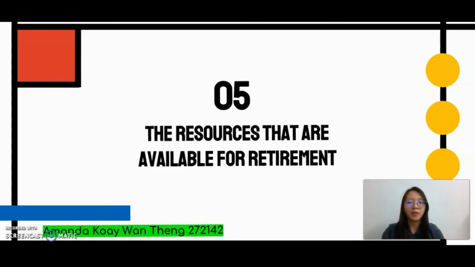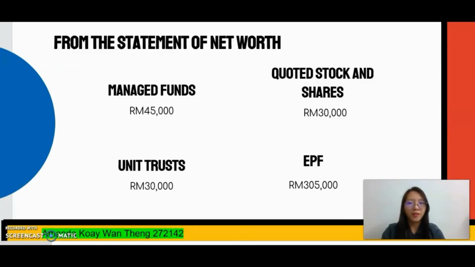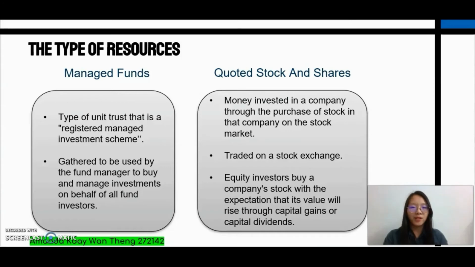Next, I want to continue to present the resources that are available for retirement. From the statement of net worth, we can see that Mr. Chong Yun Ming has managed fund 45,000, quoted stock and share 30,000, unit trust 30,000, and EPF 305,000. So the total amount of resources that are available for retirement for Mr. Chow is 410,000.